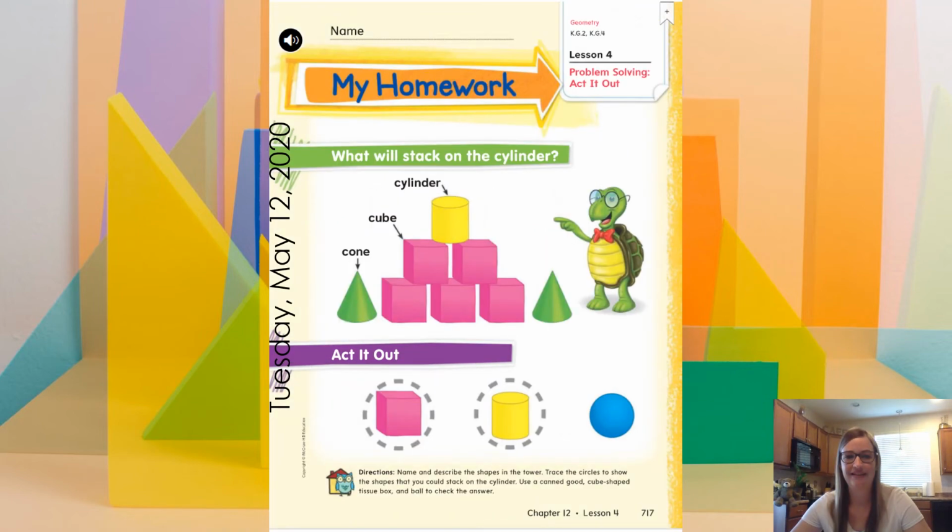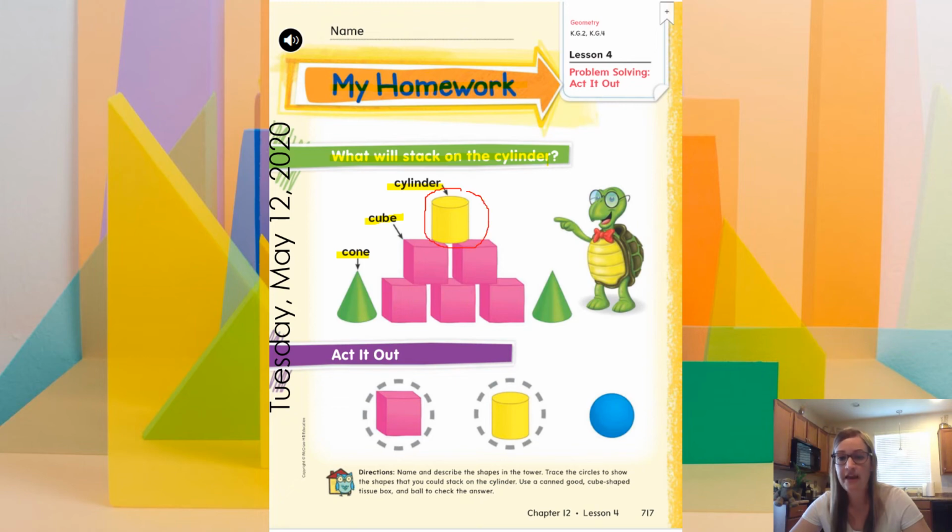Good job. We are on the My Homework page, and I'm going to complete it with you. Before I get started about the question, I see they labeled some of the 3D shapes in the picture for the turtle. I can look at the top here and see that this top 3D shape is called a what? A cylinder. Down below is a cube, and down on the ground, those are cones. There's one on each side there. Now your question for this one says, what will stack on the cylinder?